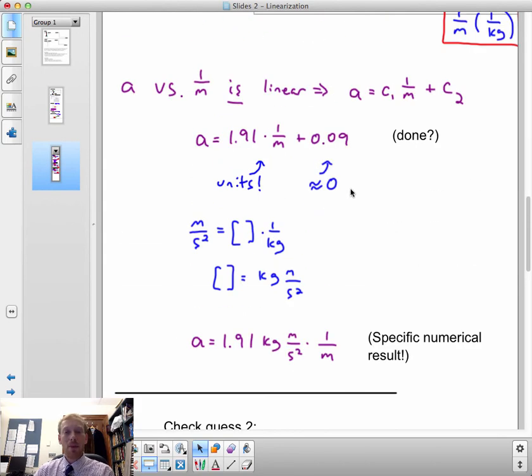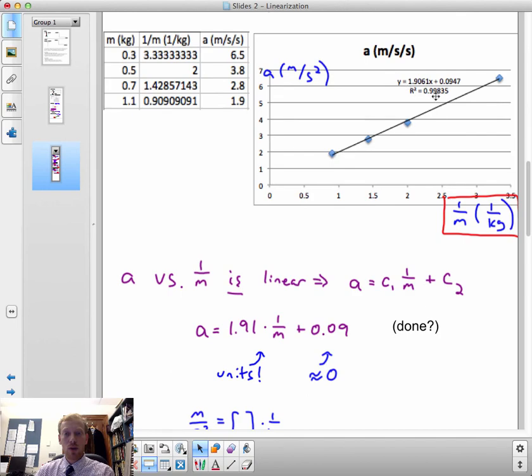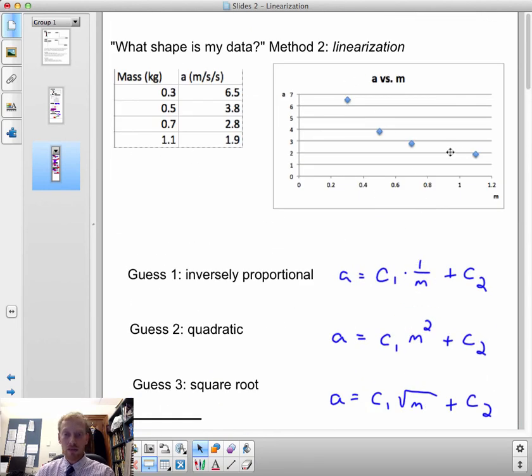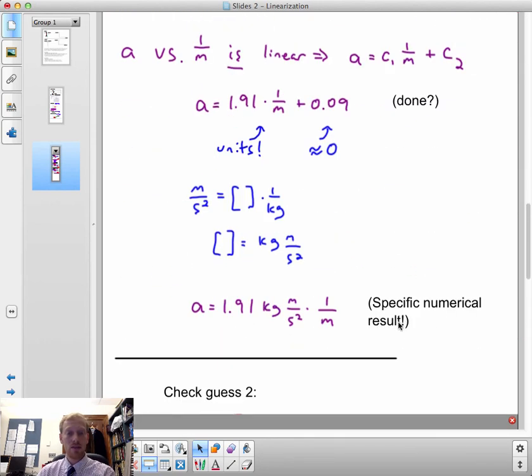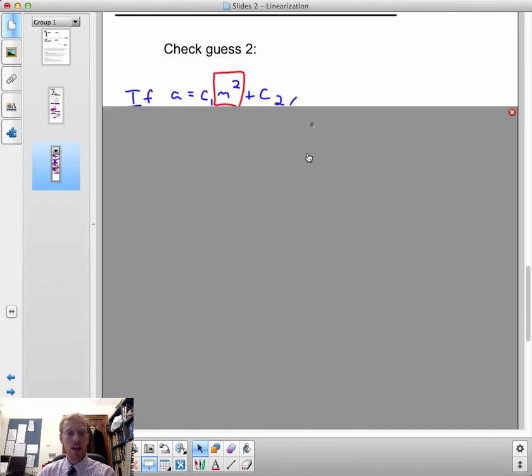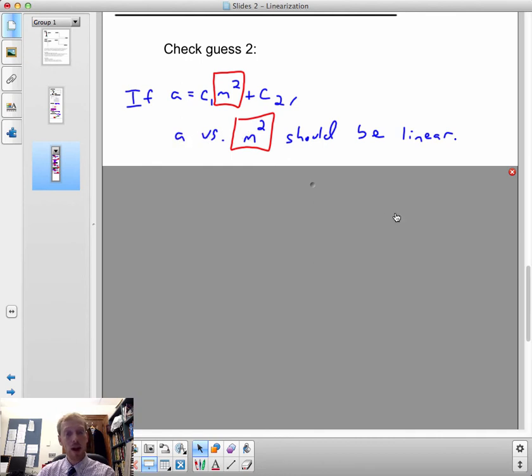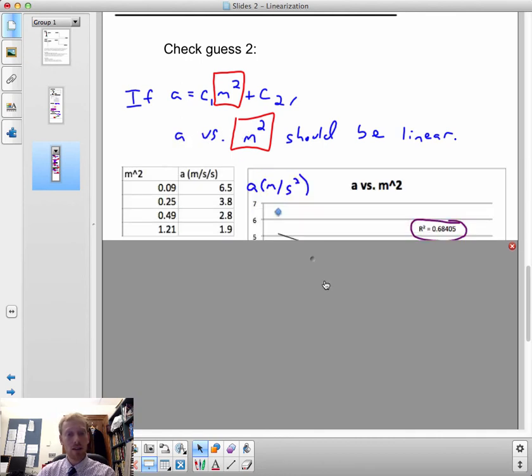So I'm pretty happy with this result because my r squared value was so good. But I wonder if maybe a parabola fits this data even better than a hyperbola. Let's check. Let's check guess 2, a parabola. Maybe the acceleration is really equal to some constant times the mass squared plus c2. Well, if that's true, then the graph of the acceleration versus m squared should be linear.